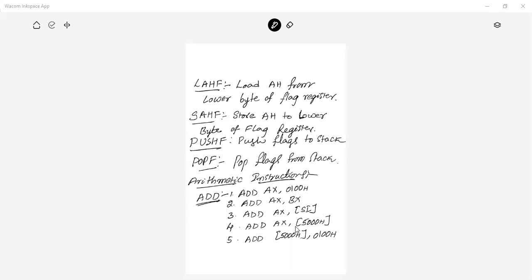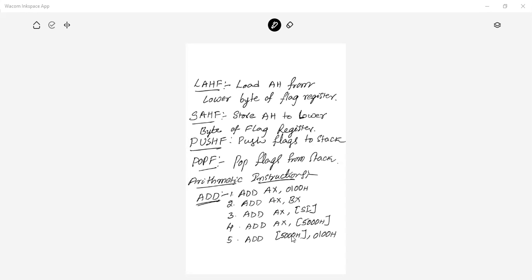Another one is direct addressing mode. ADD AX comma square bracket of 5000. The data which is available in 5000 will be added to AX, and the result is available in AX only. Because this is the destination operand, the result is always available in AX in all these instructions.